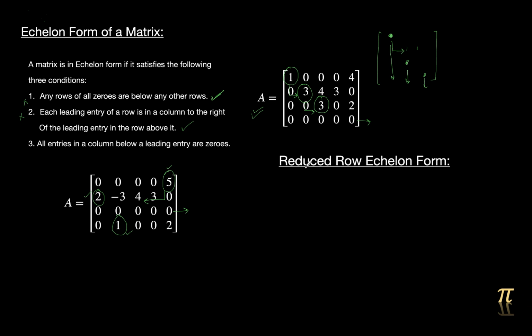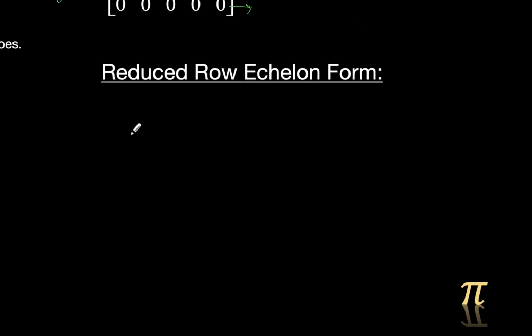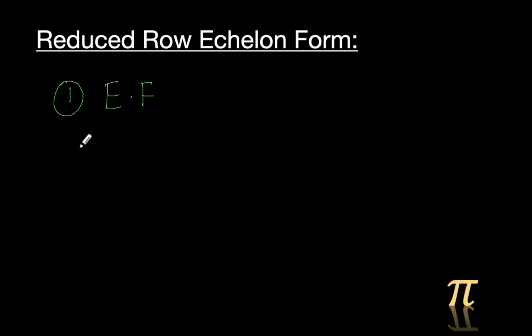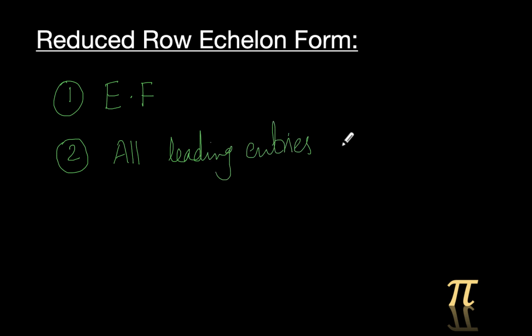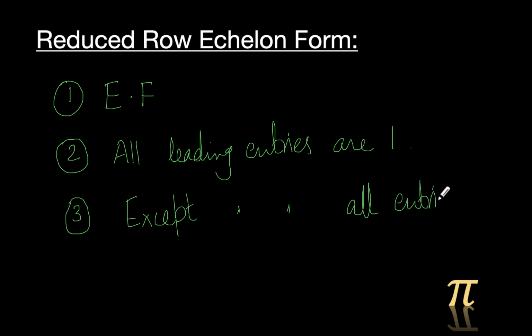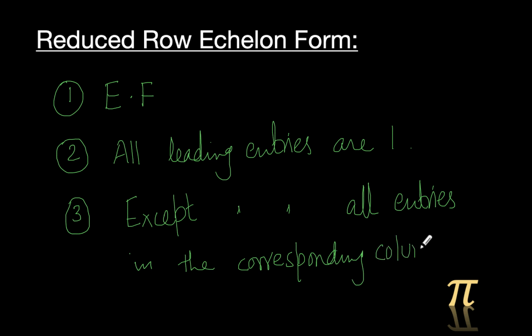Now, let us discuss reduced row echelon form. A matrix is said to be in reduced row echelon form if it is in echelon form. Second condition is all leading entries are 1. Third condition is except for the leading entries, all entries in the column are 0. So if these conditions are satisfied, then we say that the matrix is in reduced row echelon form.